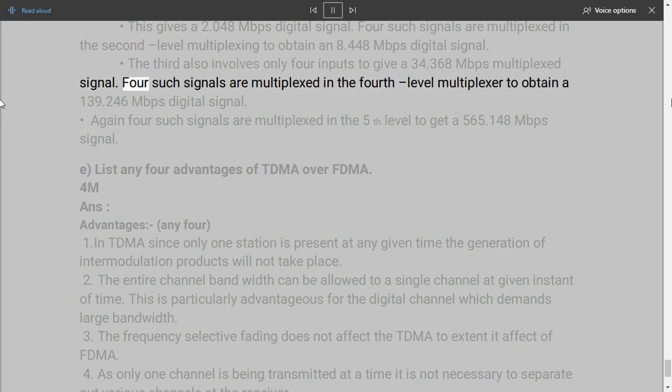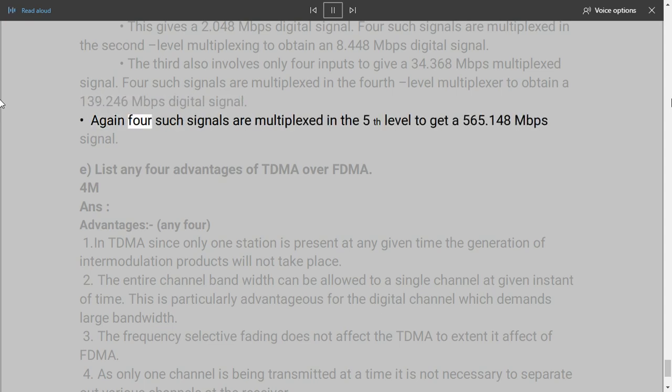4 such signals are multiplexed in the fourth level multiplexer to obtain a 139.264 megabits per second digital signal. Again, 4 such signals are multiplexed in the fifth level to get a 565.148 megabits per second signal.